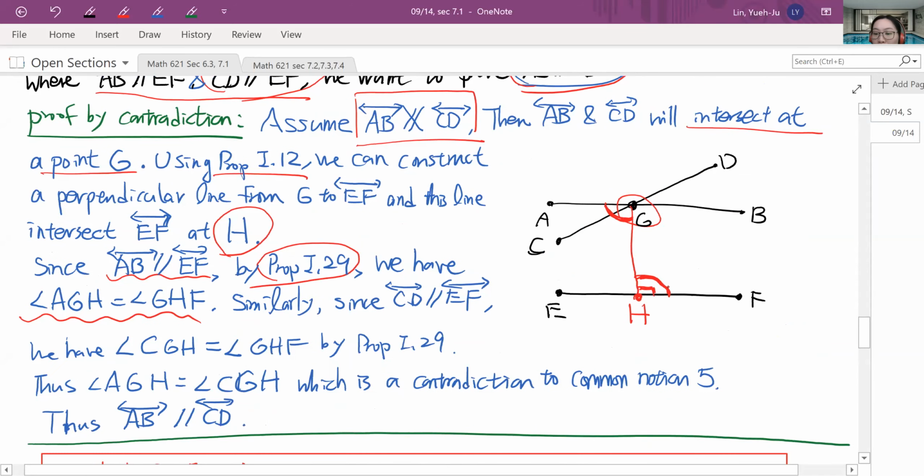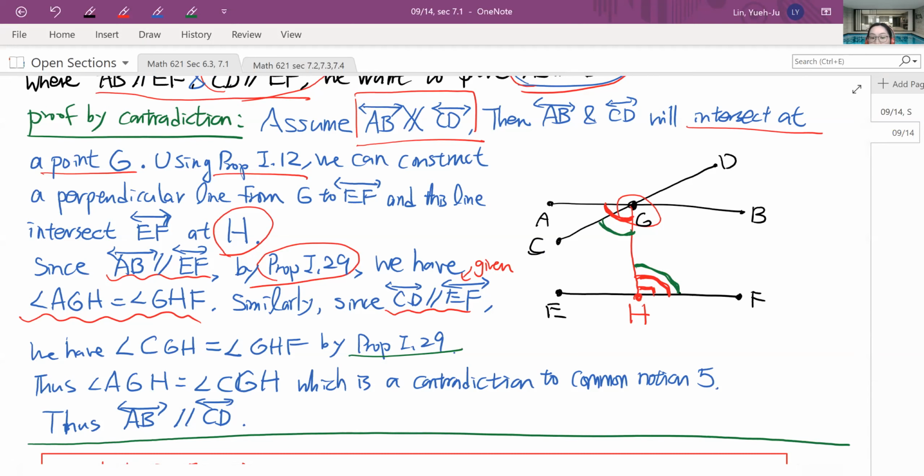So now we have these two red angles I put here are equal. And similarly, this is given. This is also from the given assumption that CD is parallel to EF. That's why I say the picture can be a bit misleading, because we are doing a proof by contradiction. So then, because CD is parallel to EF, we use proposition 1.29 again to claim that the interior alternate angle CGH is the same as GHF. Of course, it's not the same, but that's where the contradiction comes from.